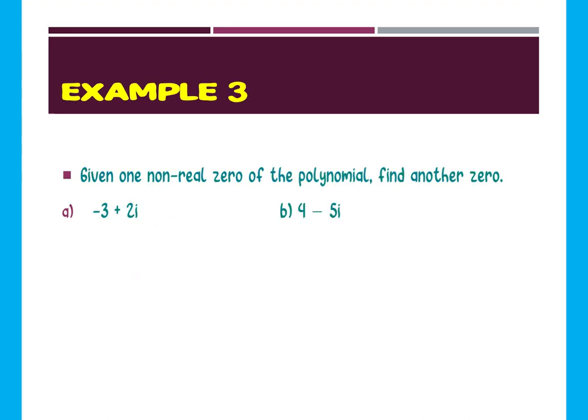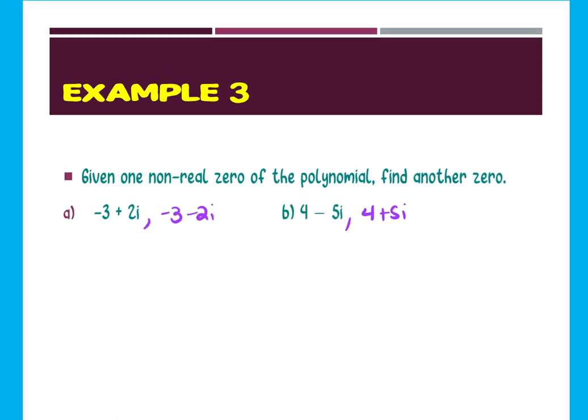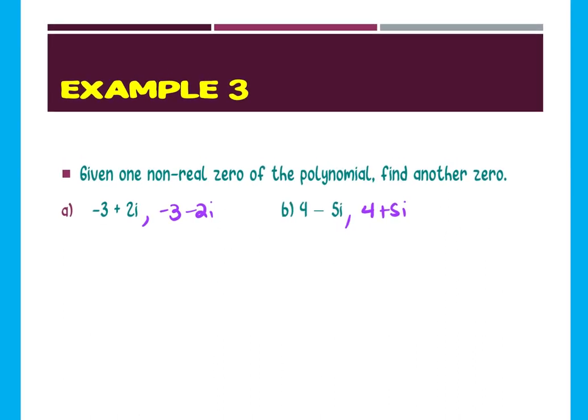All right, example 3. Given one non-real zero of the polynomial, find the other one. So if -3 plus 2i is a non-real zero, what else has to be a non-real zero? -3 minus 2i. So smart. Good job. And if 4 minus 5i, then? 4 plus 5i. Good job. Notice we didn't change the sign on the real part, right? That always stays. It's the one with the i that changes.